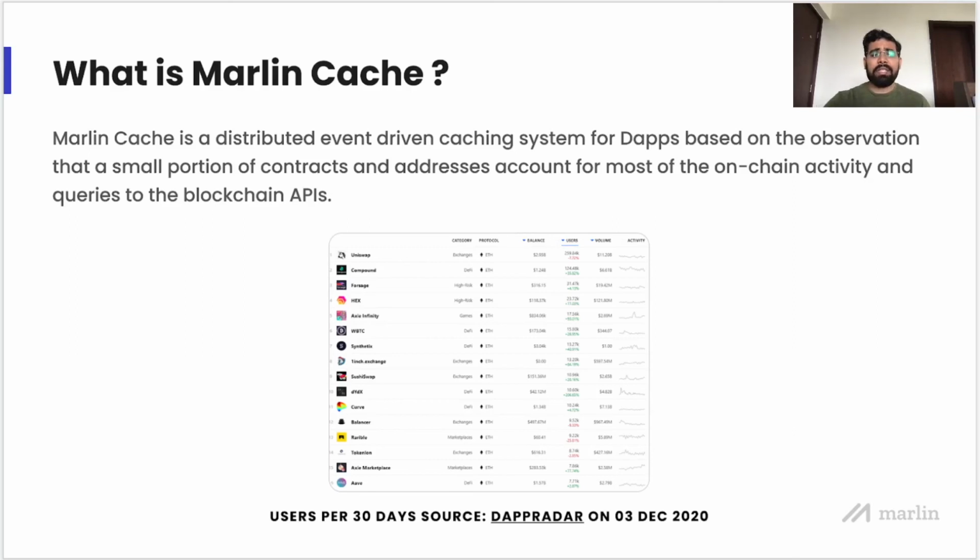Marlin Cache is an event-driven caching system, which means that the data that is cached is only updated once in a block. And some of the cache data can be directly updated by Marlin Cache itself based on block information without querying the source again for the data.